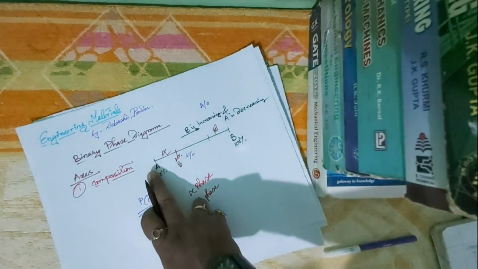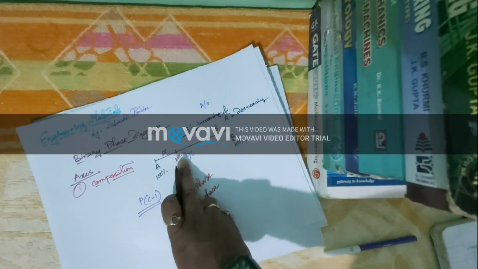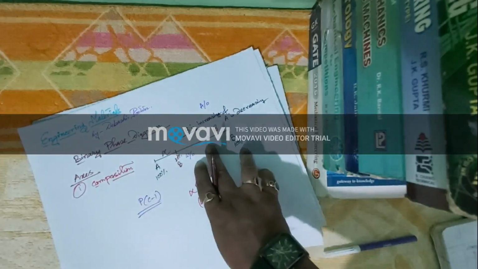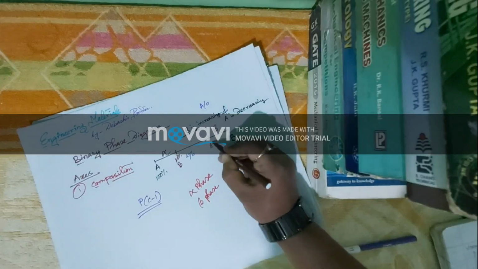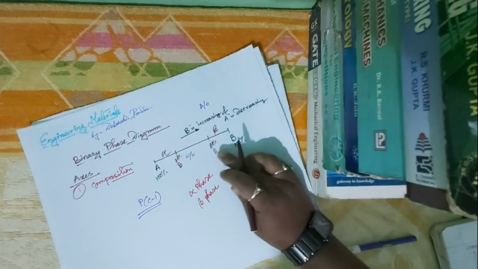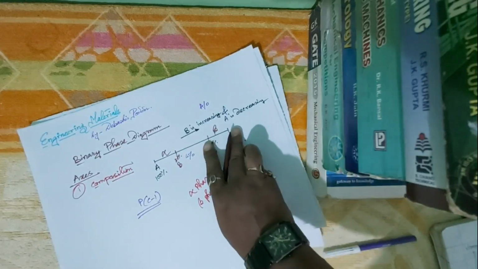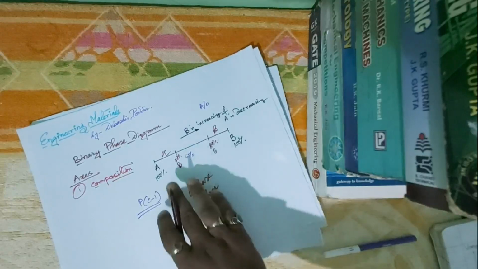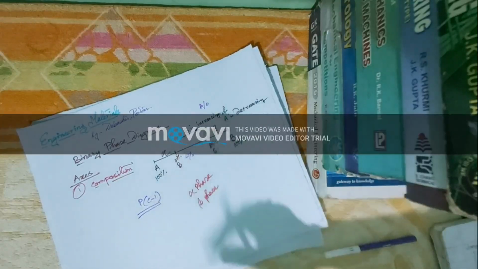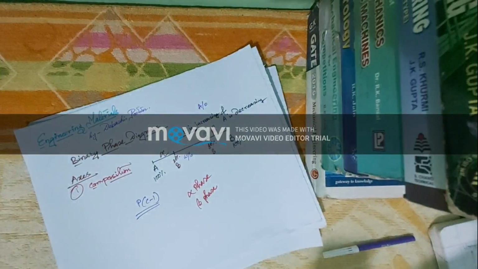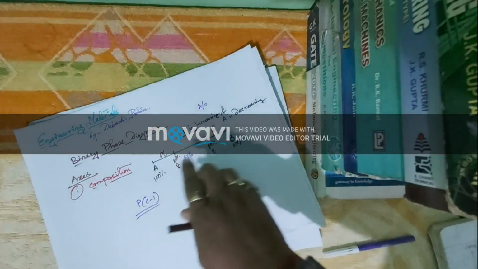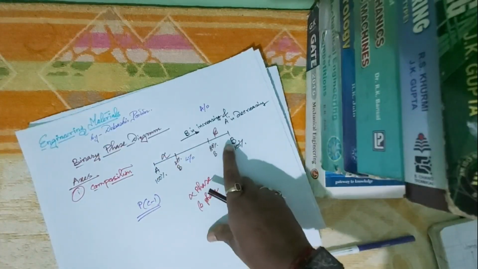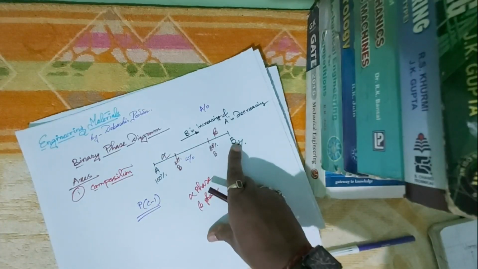So from 0% of B to 30% of B, it is alpha phase, and from 80% of B to 100% of B, it is called beta phase. The remaining percentage is of A, for both alpha and beta. So here we have two phases, one is alpha and another is beta. Alpha has 0 to 30% of B and beta has 80 to 100% of B.